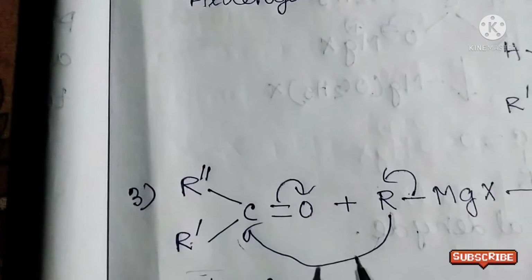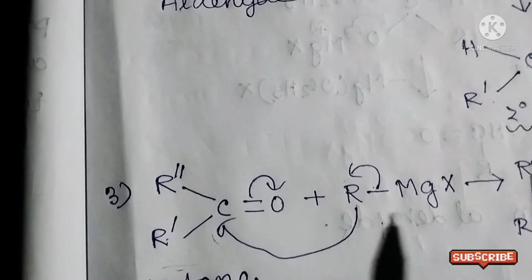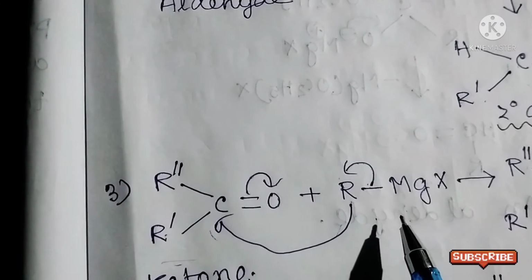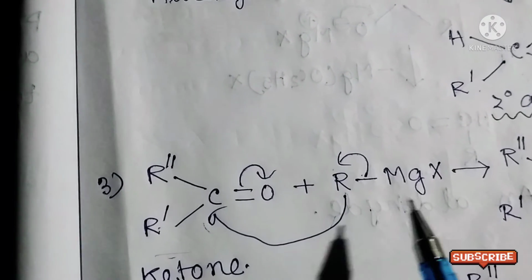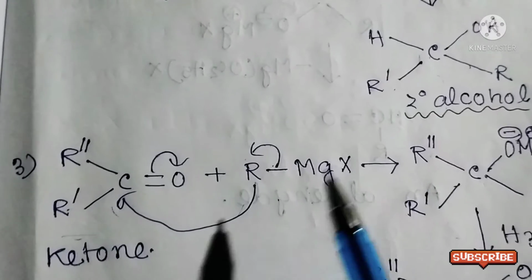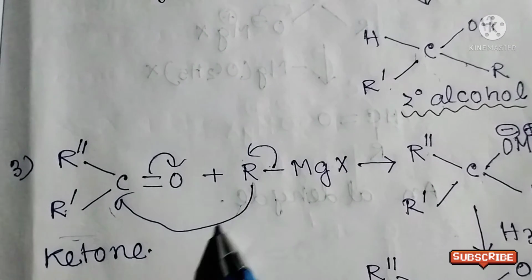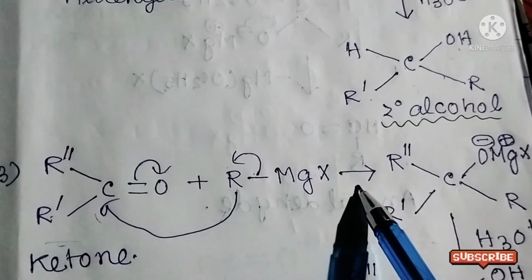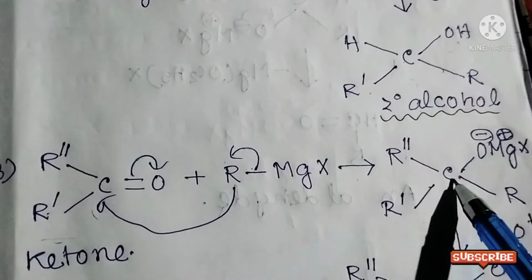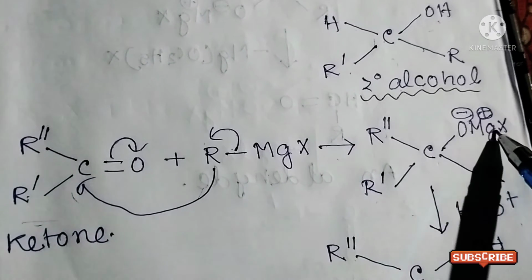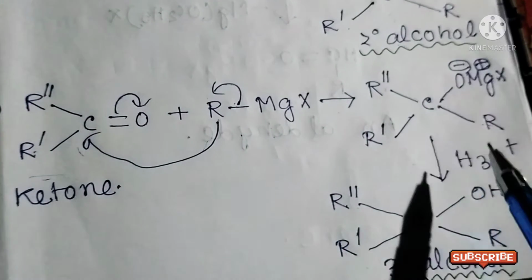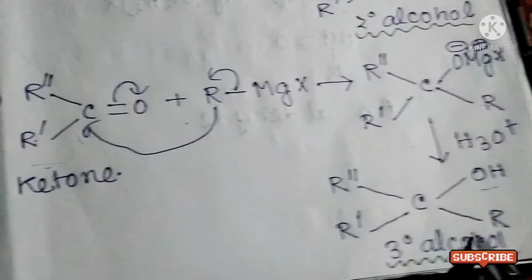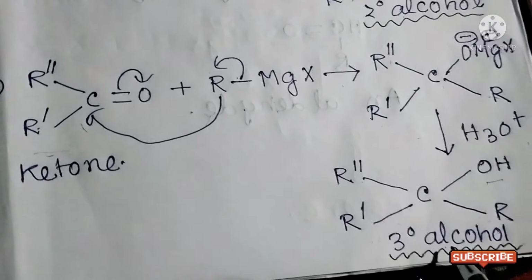Now we take ketone and Grignard reagent. Students, pause the video and do it, and tell me the answer in the comment section. Now, see the answer. This bond breaks and R attacks this carbonyl carbon and this bond shifts from here to here, and as a result we get R double dash, R dash, C, R is added here, O minus MgX plus. When we treat this compound with H3O plus, here OH, and the others are the same. What is this? This is a 3 degree alcohol.